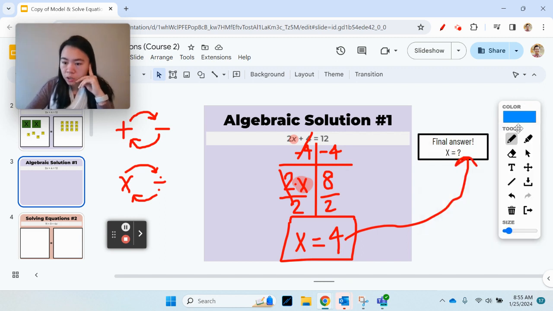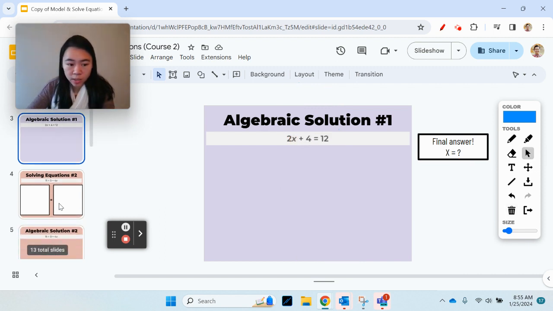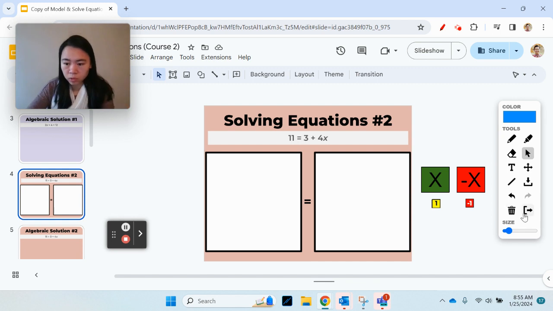Equations are very easy to check your work with. 2 times 4 plus 4. Okay, so 2 times 4 is 8 plus 4 is 12, which is what it should be. So this is correct. All right, I'm going to keep going, but again, good thing about these videos is you can rewind it, watch it again, do whatever you need.